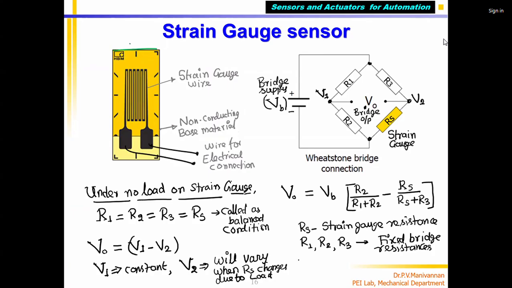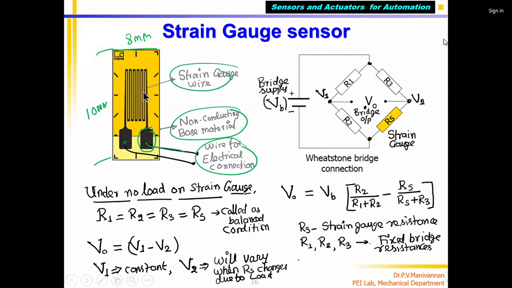This length may be 8 mm, this may be 10 mm. Most of the time it can be still smaller also. Most of the time the base size is only this, on which you can see the wire is bonded. The black color wire is nothing but the strain gauge wire that is bonded on this base. Then this is the connection through which you can take the wire, the electrical wire output. The base is a non-conducting material on which the strain gauge wire is bonded using a special adhesive. So now the whole thing is called a strain gauge.